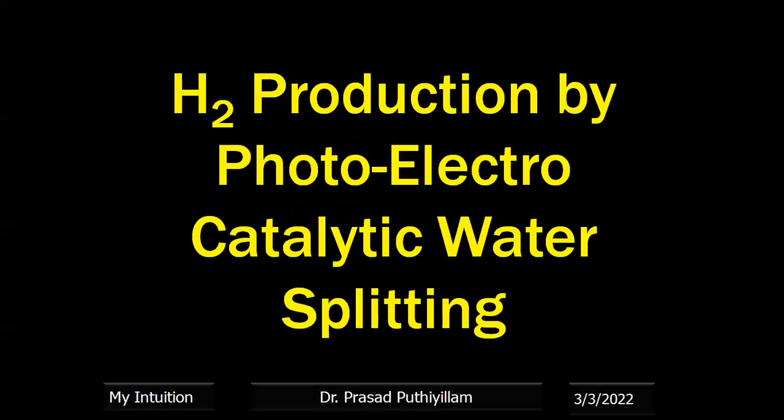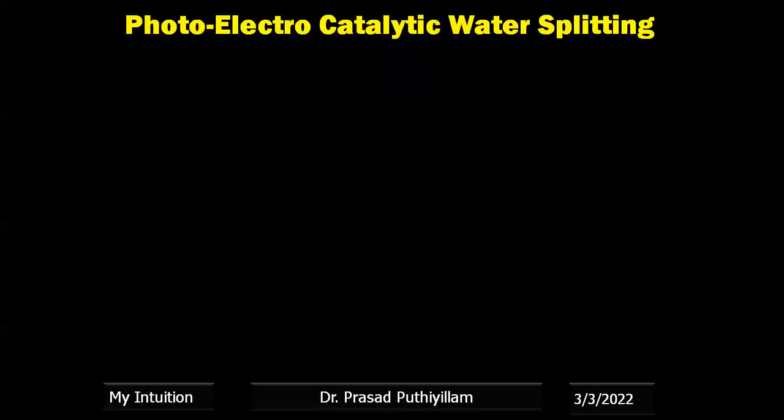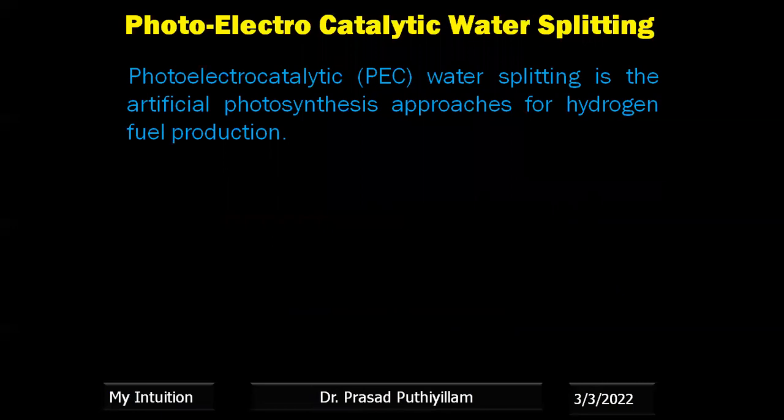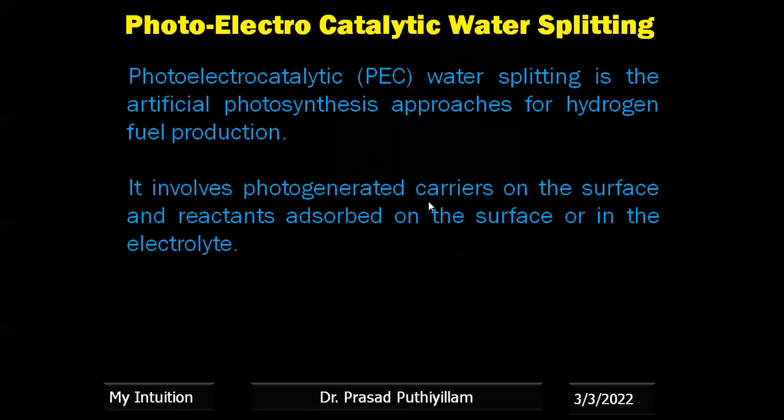Now the second one, that is photo-electrocatalytic water splitting. It produces a little more efficiency compared to photocatalytic water splitting. Photo-electrocatalytic water splitting is an artificial photosynthesis approach for hydrogen fuel production, which involves the photo-generated carriers on the surface and reactants absorbed on the surface or in the electrolyte. Carriers means the electrons as well as the holes which are generated.